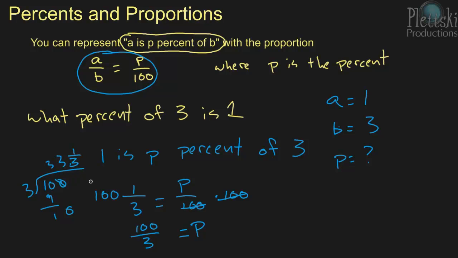So 33 1/3. So we can write this as 33 1/3% is P. So what percent of 3 is 1? Well, 1 is 33 1/3% of 3. And that makes sense, because 1 goes into 3 3 times, and 33 1/3, remember, percent is out of 100. 33 1/3 goes into 100 3 times.